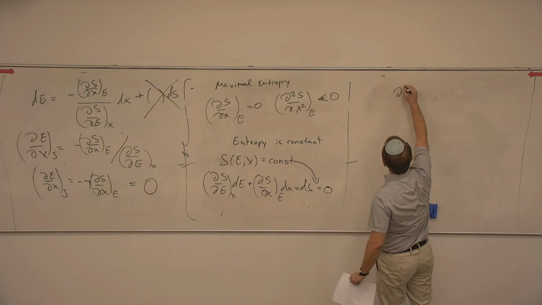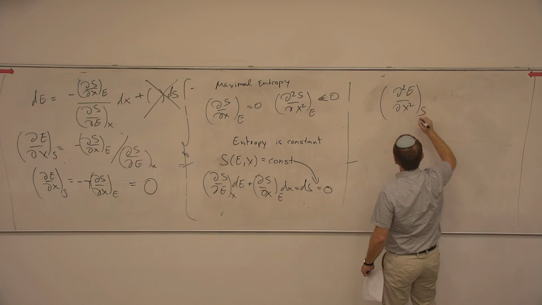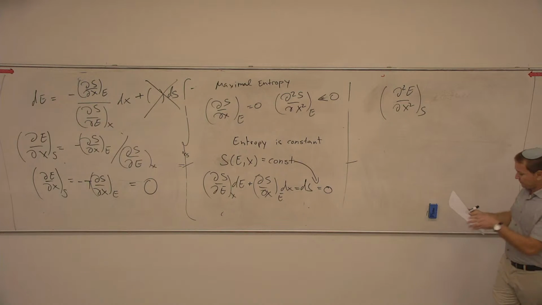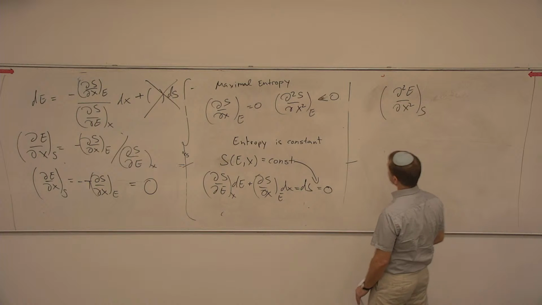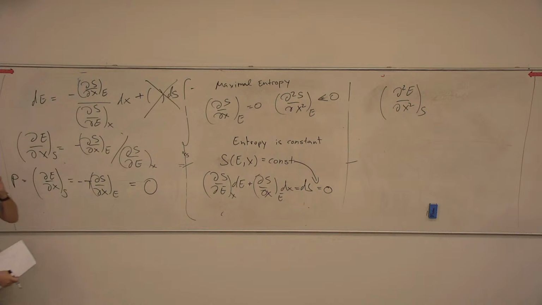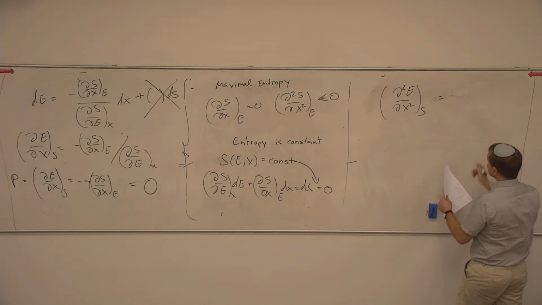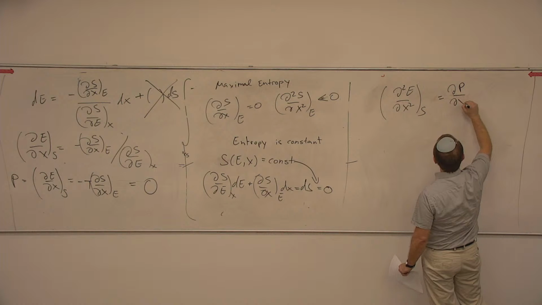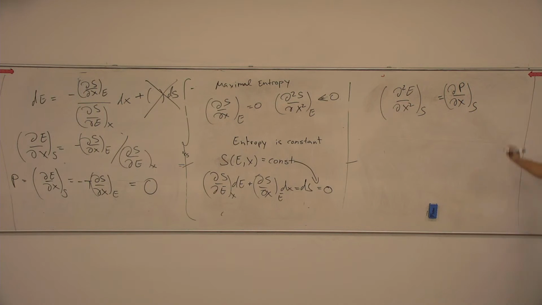So what is d squared E to dx squared at constant entropy? Actually we need it. I like the T. I have T in my notes, so let's use it. It's just an assignment of what is d to dx. So this guy, it is dT to dx with constant S. It just looks nicer.